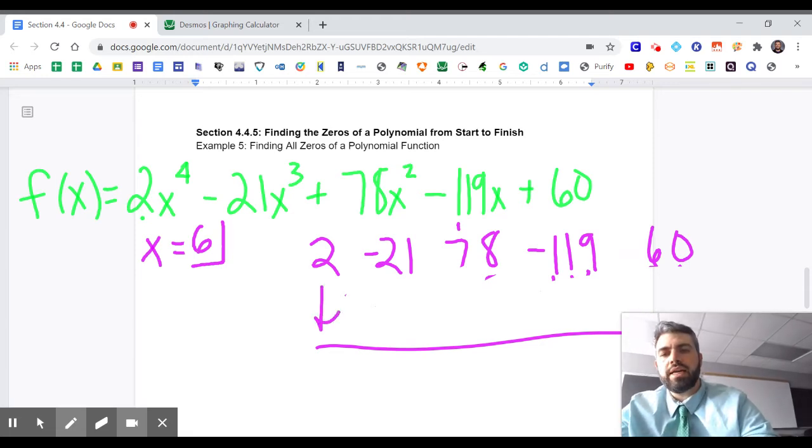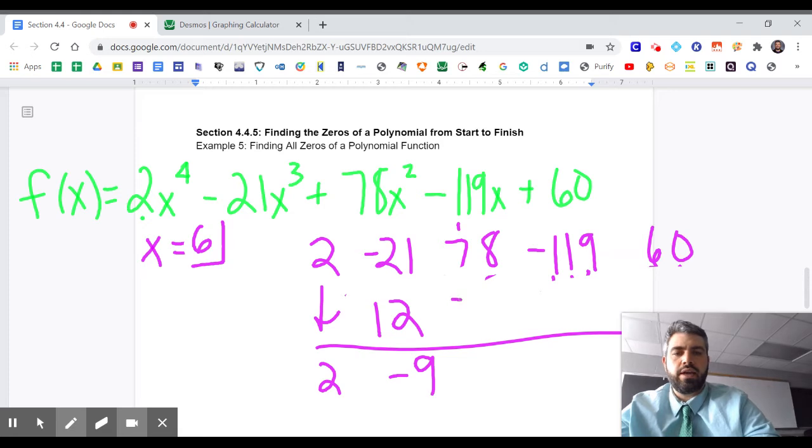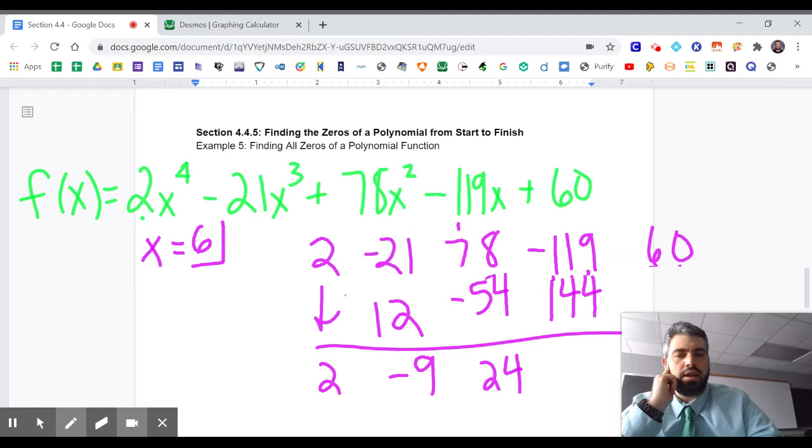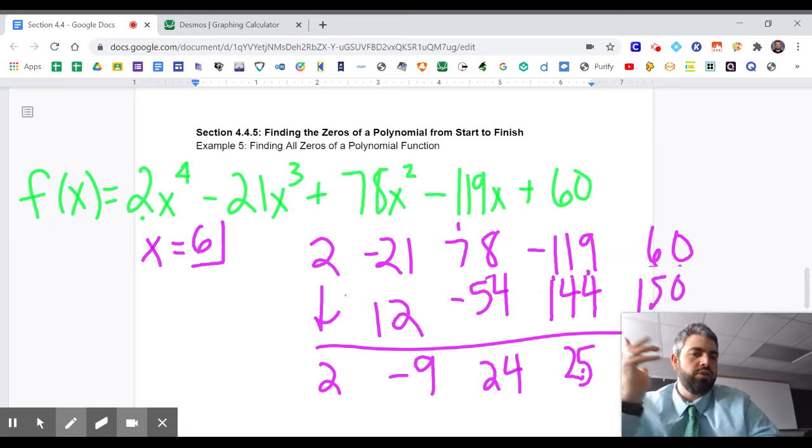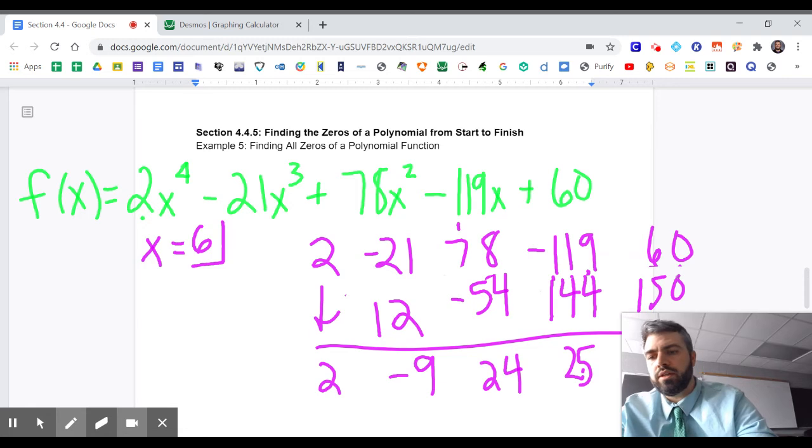Let's try 6. So we drop it down and we get 2. 6 times 2 is 12. I add down, I get negative 9. Here I'm getting negative 54. And so that would be 24. 6 times 24 is going to be 144, right? Then when I add down, I'm going to get something positive, about 25 times 6, which is 150, and so we get too big. Okay, so we're going the wrong way.